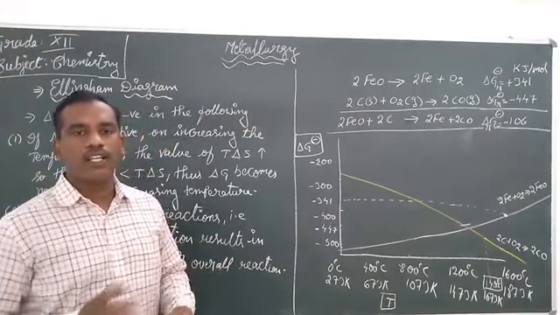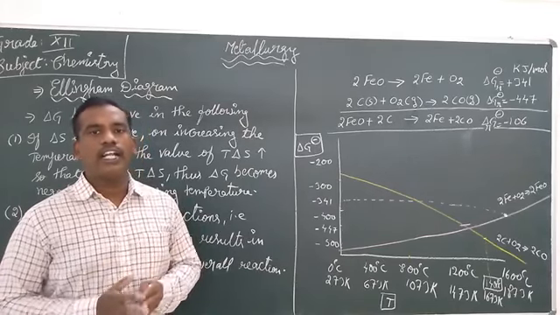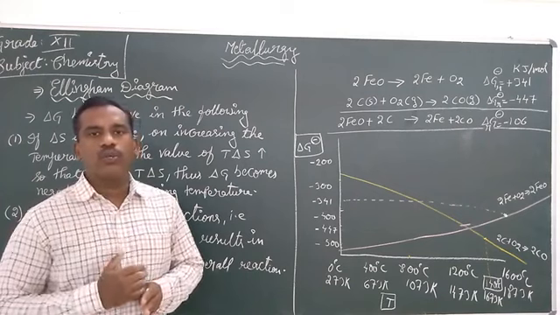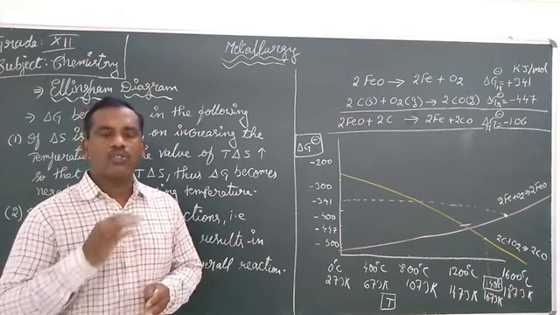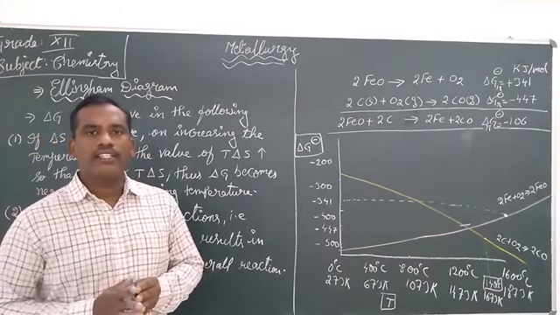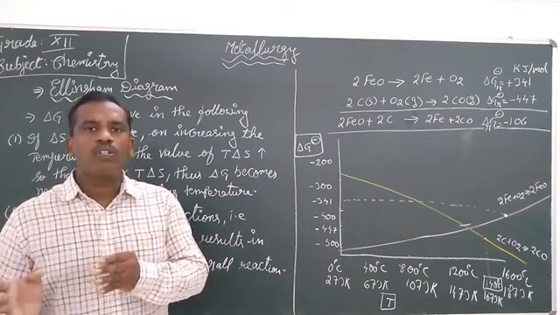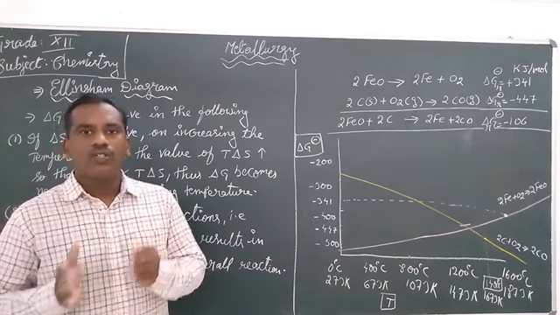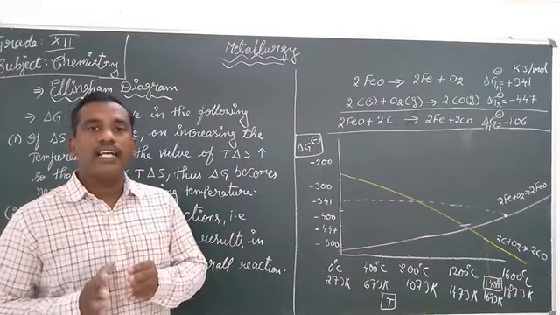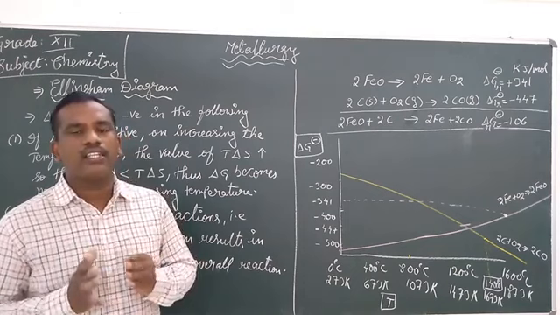Hi students, in our previous video we had discussed the Ellingham diagram. Then we continued about the positive slope, negative slope and also the line which is going in a straight manner, and why they are going so. That is, with increase in entropy, the number of moles of the gaseous particles are increasing. So, along with increase in temperature, when the entropy is increasing, the delta G is getting a negative value. Then only we say the reaction is feasible.